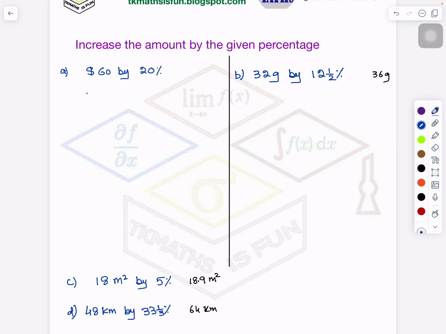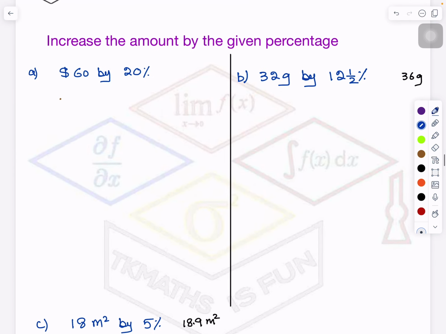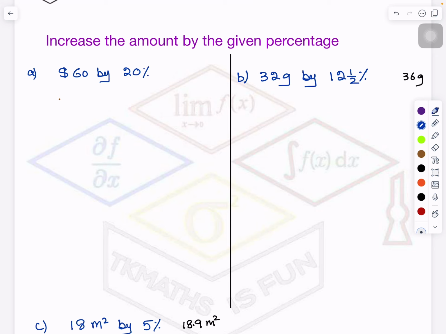If you have to increase an amount by a given percentage, the scenario in part A is: $60 you have to increase by 20%. The word problem could be that you have pocket money of $60 and it is increased by 20%. So by how much will it increase, and what is your new pocket money? In a word problem it could come in any scenario. I will first of all find out what the increase is. There are 2 methods. I will teach you both methods here.